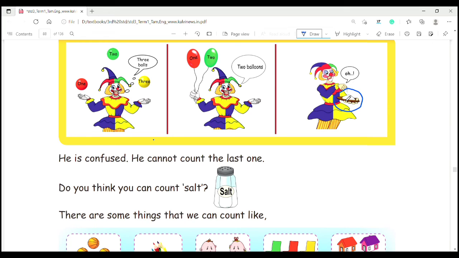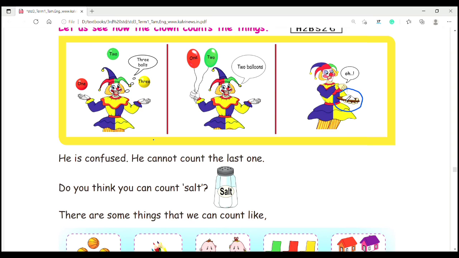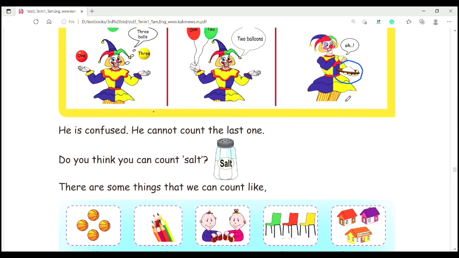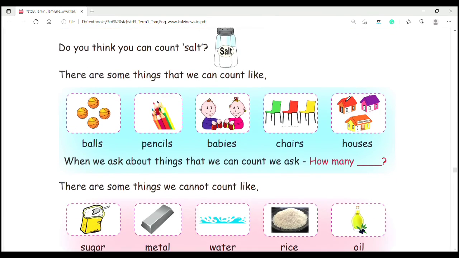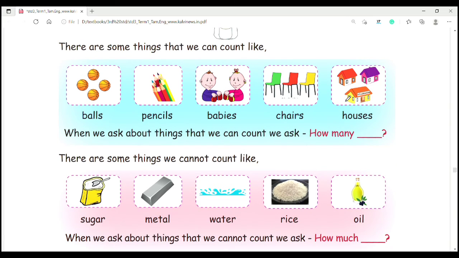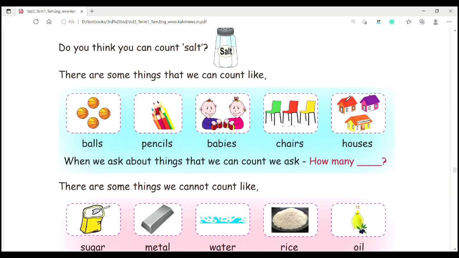Can you count a powder? Can you take one by one? Can you count a sand? மணல் எவ்வளோ இருக்குன்னு கவுண்ட் பண்ண முடியுமா? No, right? So how you have to count? இதெல்லாம் எப்படி கவுண்ட் பண்ணுறது அப்படின்னு பார்க்க போகிறோம். First, நம்ம எதெல்லாம் கவுண்ட் பண்ண முடியும்? So which are the things we cannot count அப்படின்னு பார்க்கலாம்.